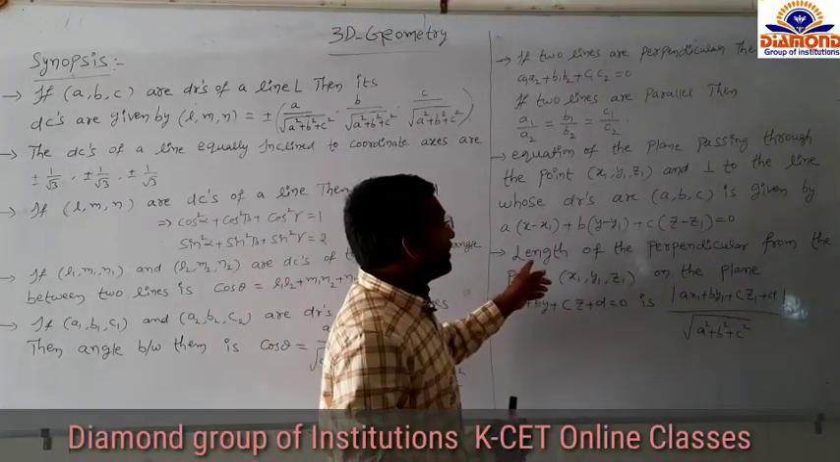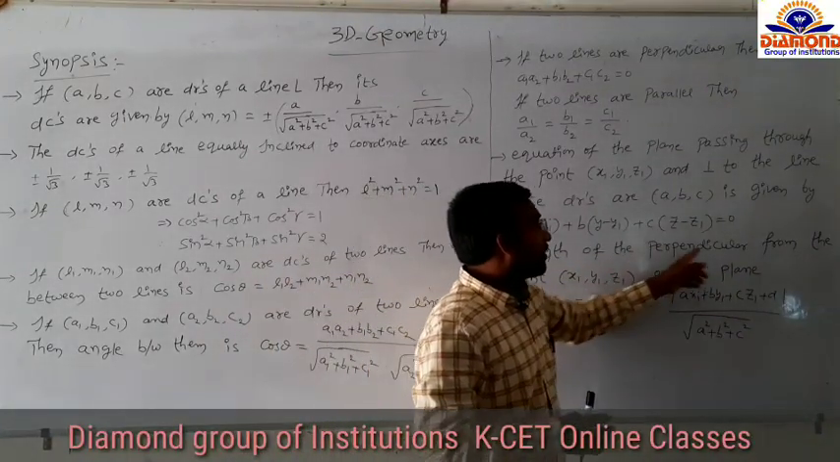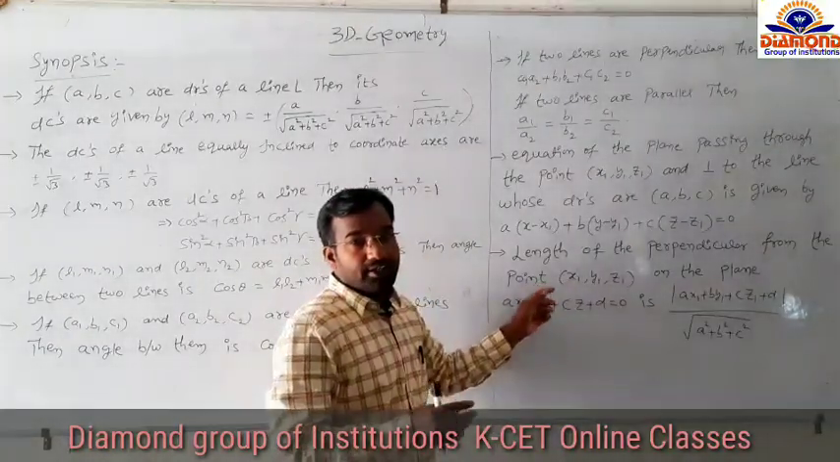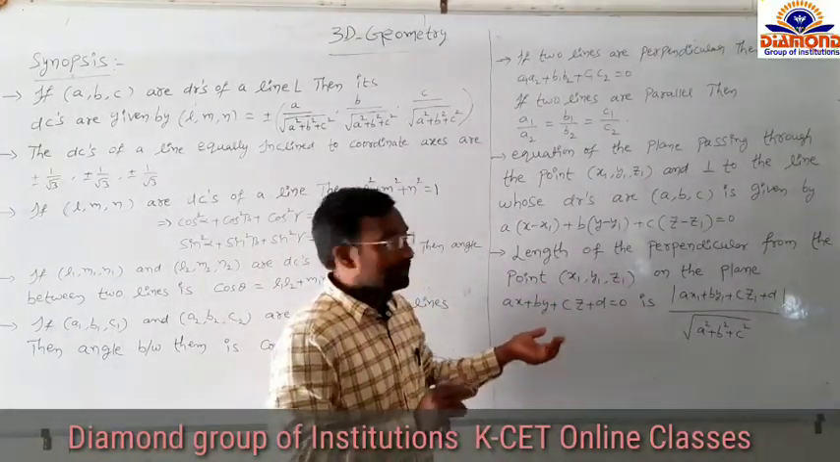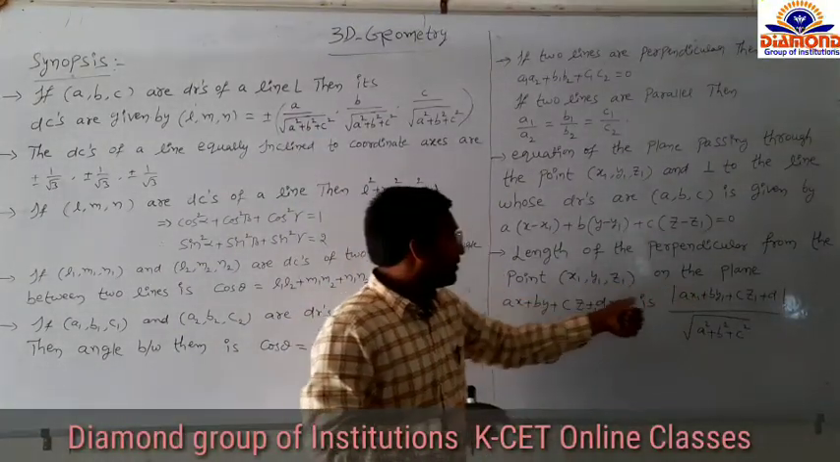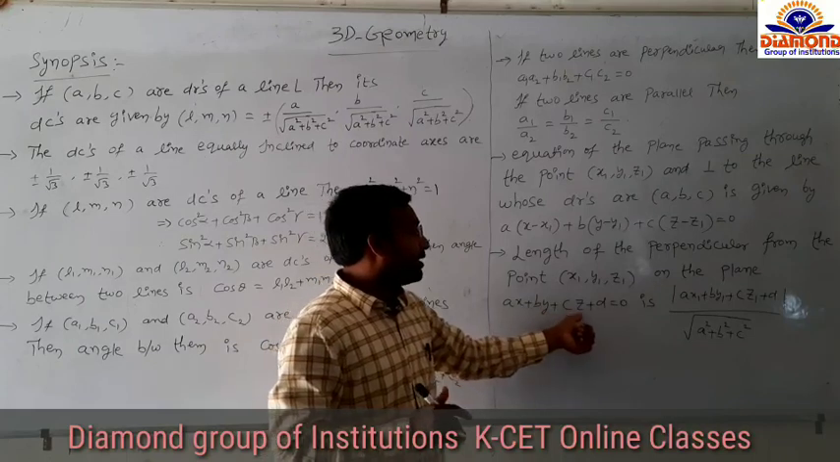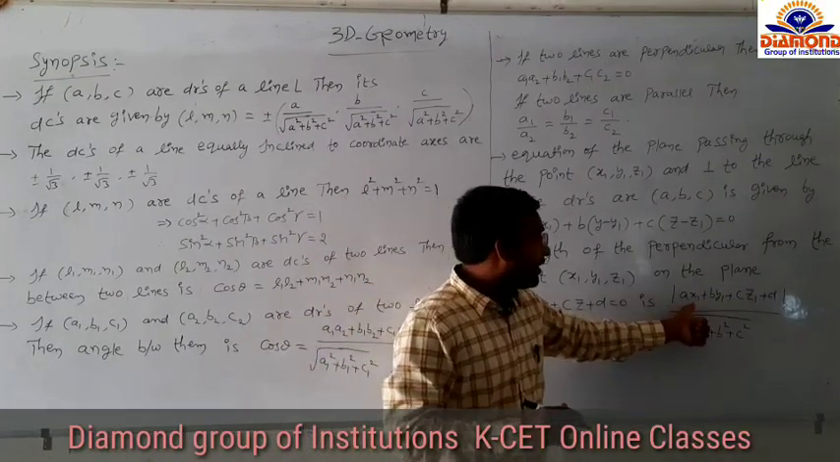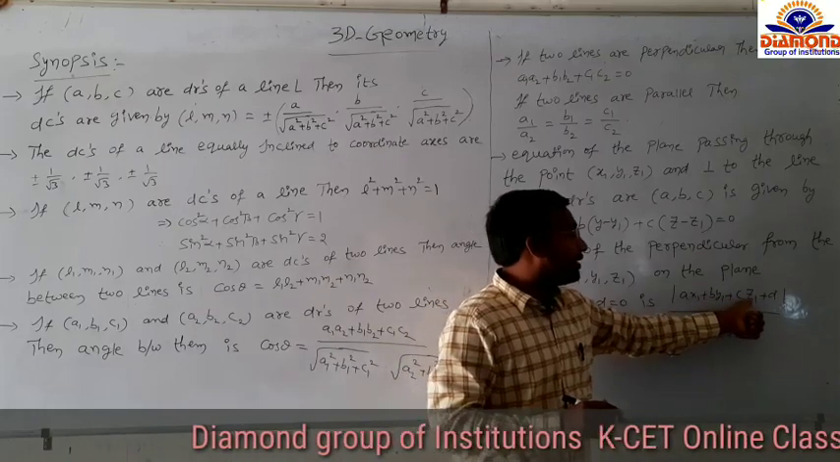Next, the length of the perpendicular from the point, meaning the perpendicular distance from the point x1, y1, z1 to the plane ax plus by plus cz plus d equal to 0, is modulus of ax1 plus by1 plus cz1 plus d.